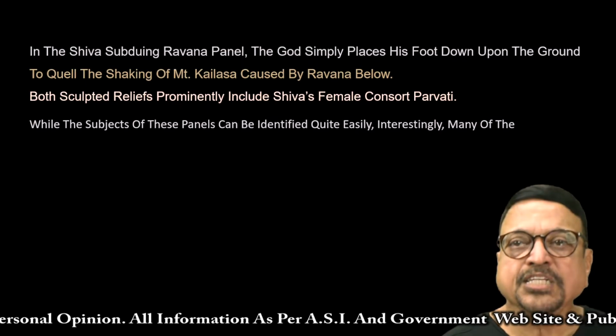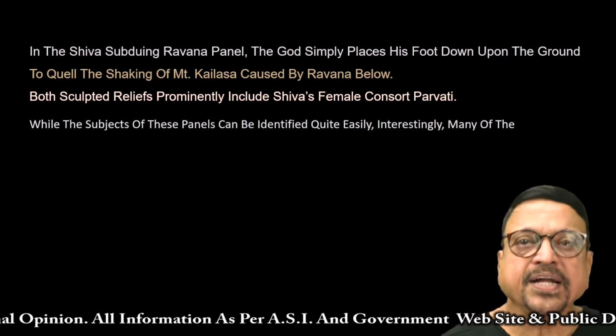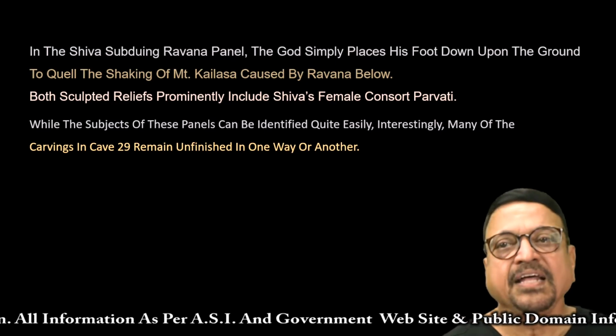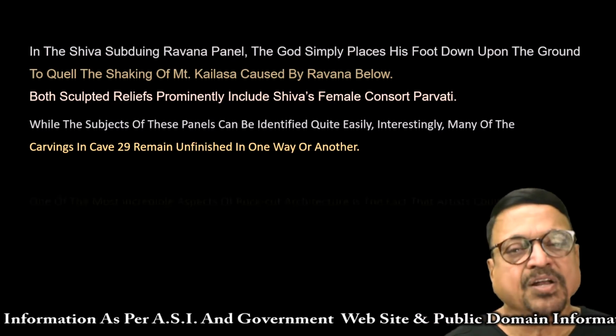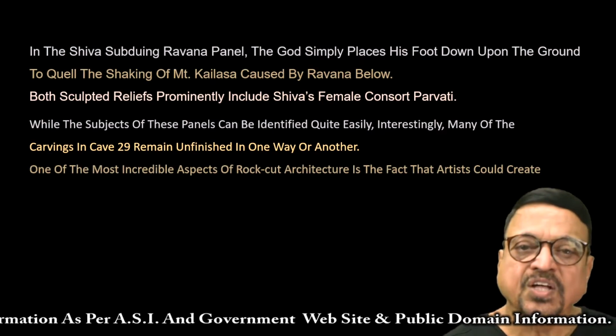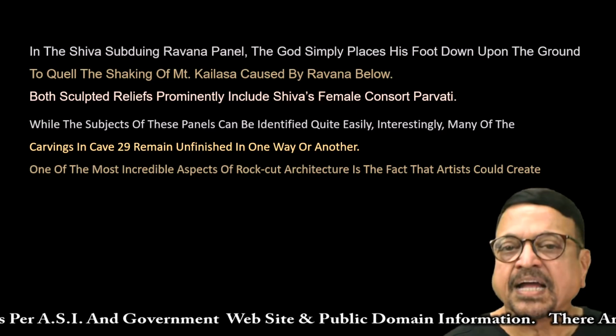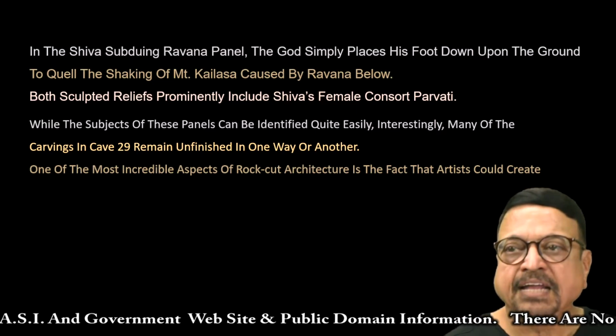While the subject of these panels can be identified quite easily, interestingly, many of the carvings in cave 29 remain unfinished in one way or the other. That is because maybe this area was taken over by invaders.